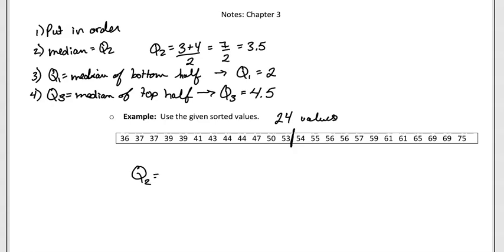So quartile 2 is going to be what lives between 53 and 54. So I could find that average, and that's going to be 53 and a half.